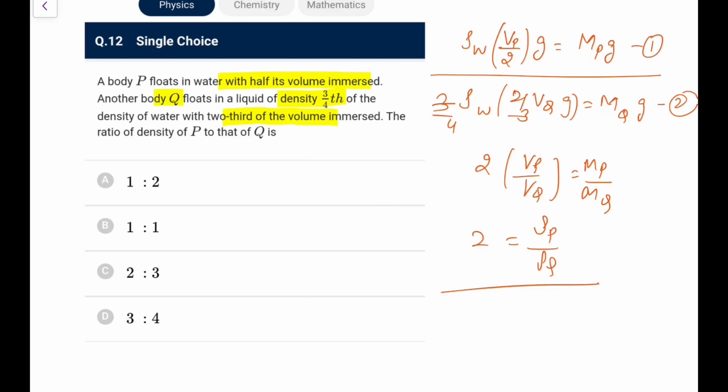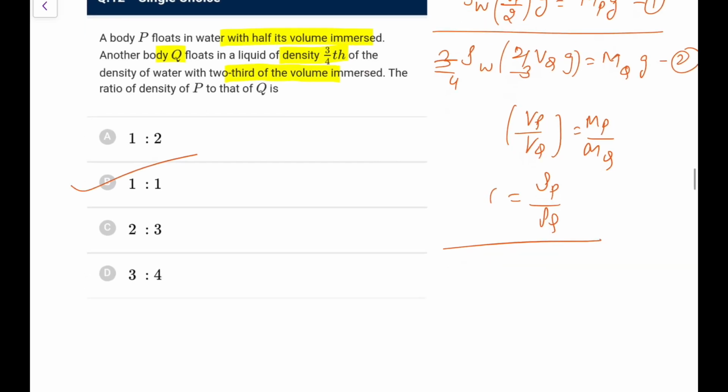So the answer of density of p to q, if I have done it correct, no, I haven't done it correct, because it is 1 by 2, 1 by 2, I made a mistake, I forgot this 2, so it would be 1. So the answer would be 1:1. I was lucky that the option was not there, otherwise I would have gone for 2:1. So be careful in calculation.